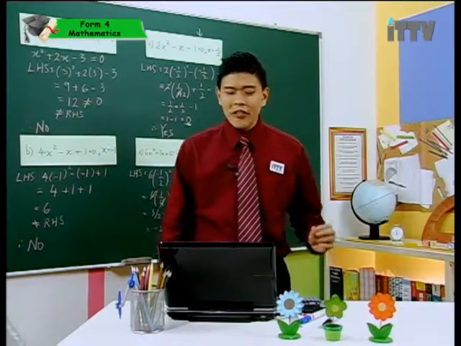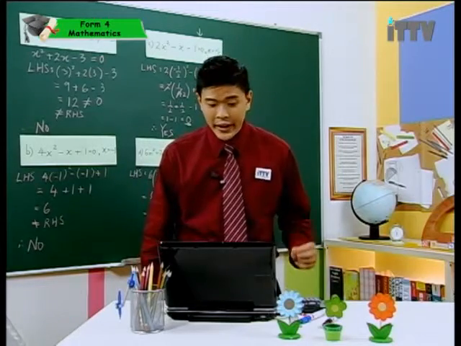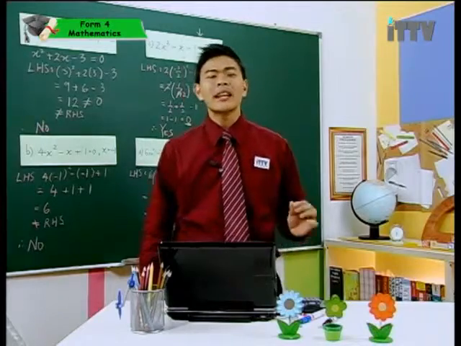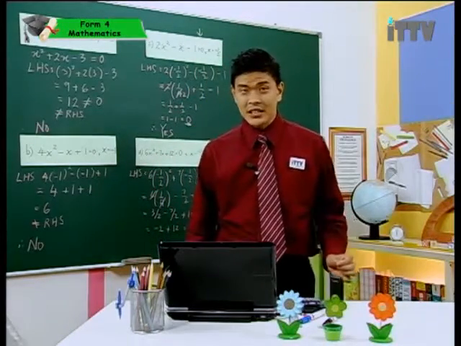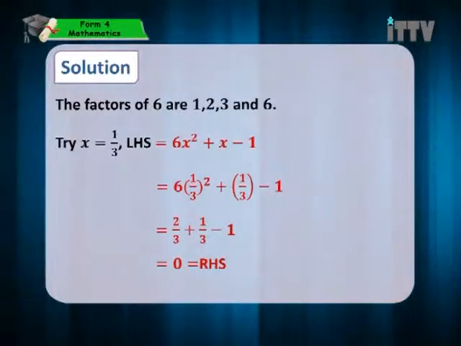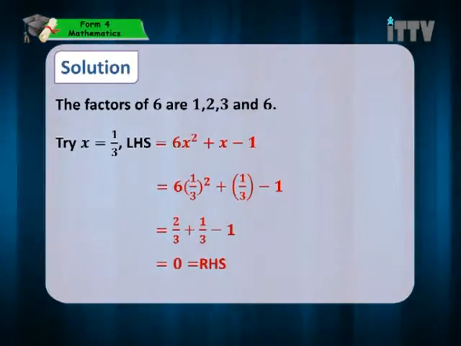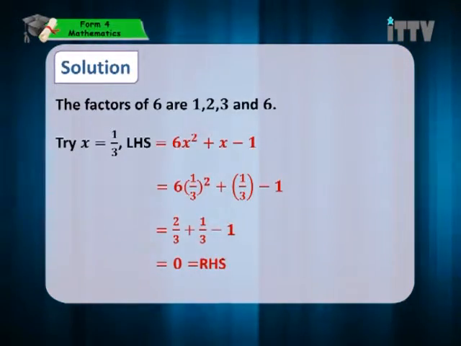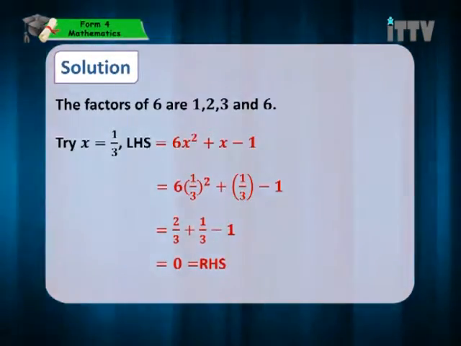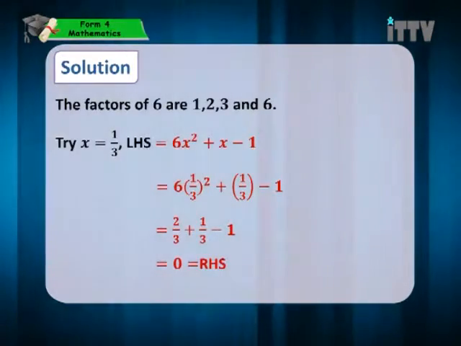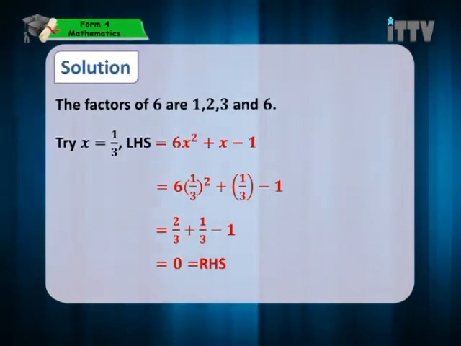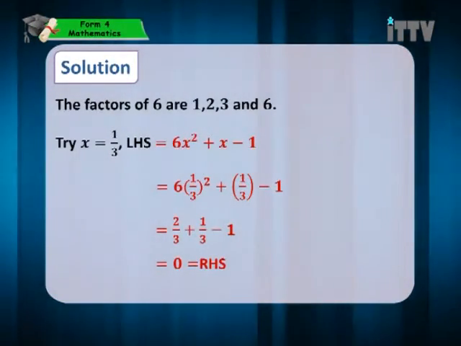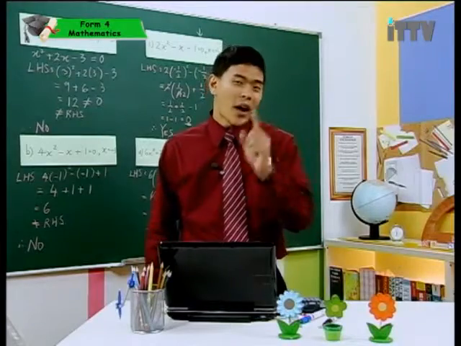Why don't you take the factors of 6, which are 1, 2, 3 and 6, and guess the fraction with the denominator as a factor of 6. Take x as 1/3 and substitute inside the left hand side. So it becomes 6 bracket 1/3 squared plus 1/3 minus 1. So 2/3 plus 1/3 minus 1 equals 0. Equals the right hand side, and good, you have managed to identify one root.